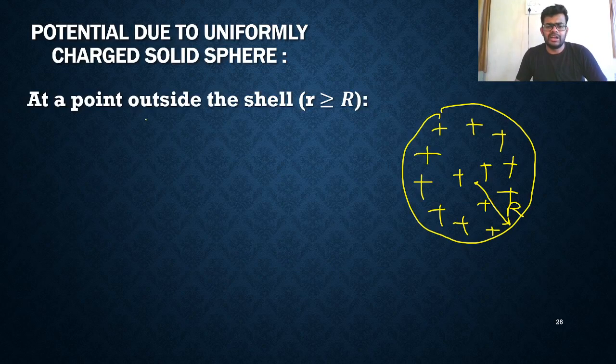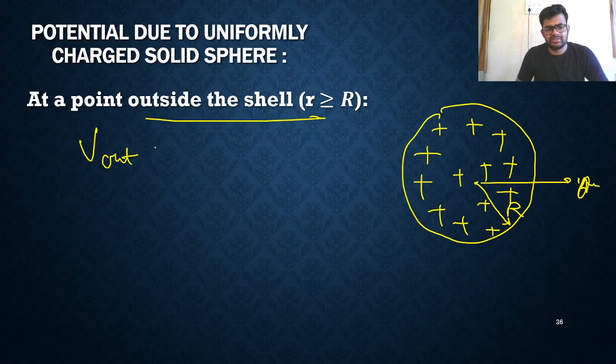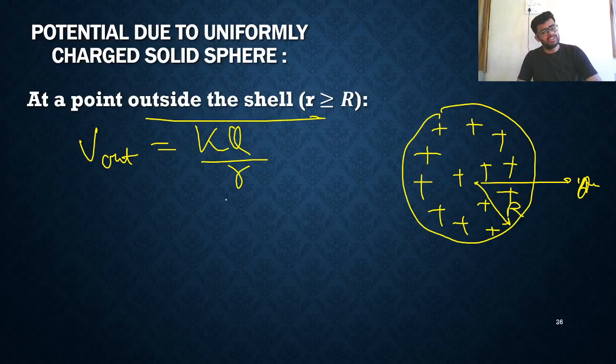At first I'll talk about outside. For any point outside, potential is KQ divided by small r. Why? We'll consider this entire sphere as a point charge placed at the center of the sphere. So we treat it like that and we get KQ divided by r. If we derive it using integration, you'll get this formula only.